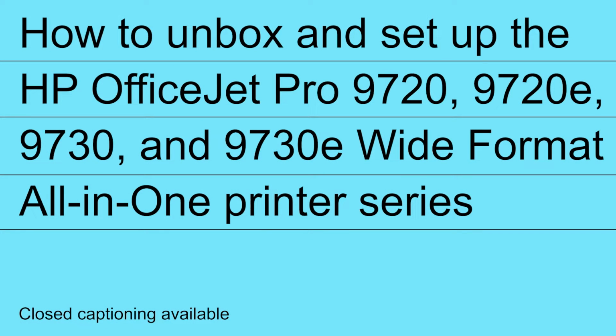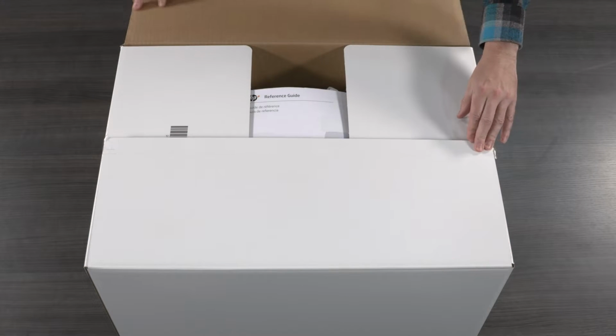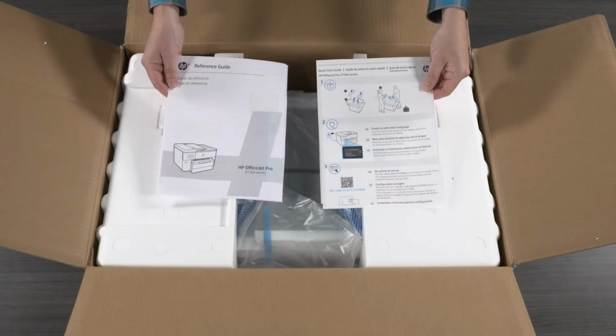How to unbox and set up the HP OfficeJet Pro 9720, 9720E, 9730, and 9730E wide format all-in-one printer series. Open the box and remove the included setup guide and other documentation.